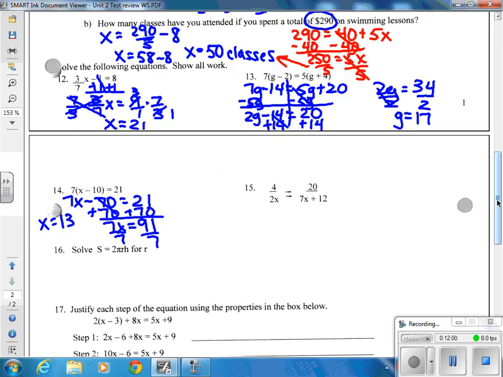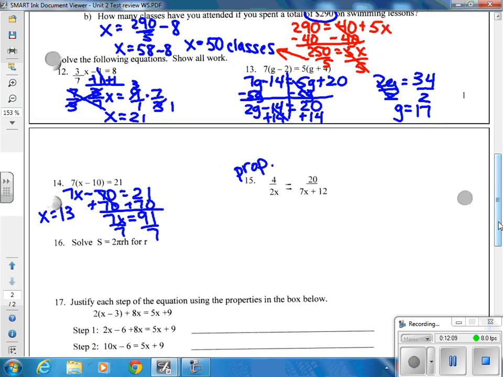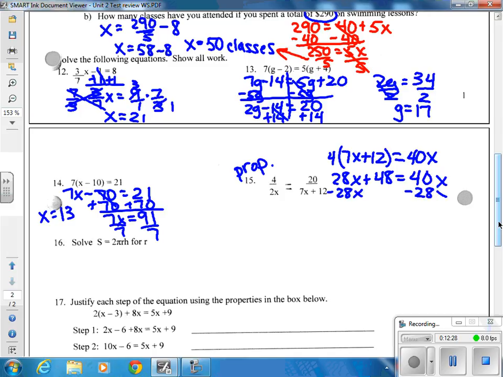For number 15, if you haven't already recognized it, this is another proportion. You cannot solve it any other way other than using cross multiplication. So we want to make sure that you know how to do that. So we're going to take 4 times 7x plus 12 equals 20 times 2x makes 40x. You're going to distribute next, so 28x plus 48 equals 40x. Subtract the 28x because it's the smaller variable to the other side. So now you're looking at 48 equals 12x. Divide by 12 on both sides, and your answer comes out to be 4.